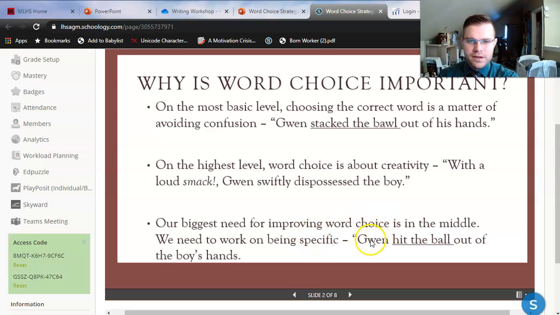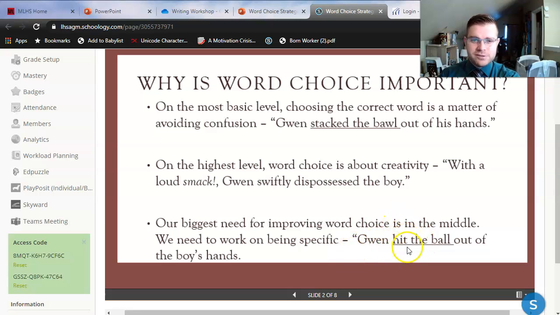Here's an example. It says, Gwen hit the ball out of the boy's hands. Now, this is a better sentence than Gwen stacked the ball out of his hands for several reasons. First of all, better verb for hit. We spelled ball correctly. And we clarify who his is here a little bit. But we can be even more specific, right? When I say the word hit, what do you picture?